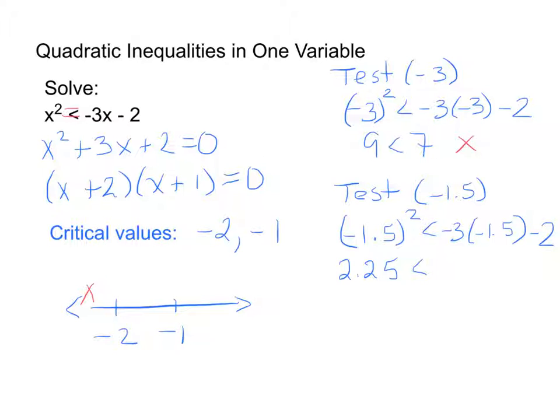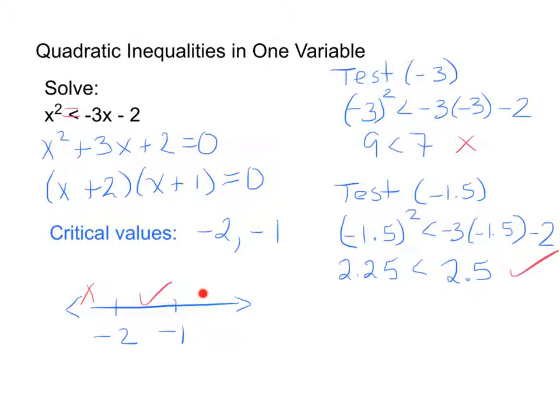And the other side comes out to 2.5. So is this a true statement? Is 2.25 less than 2.5? Yes. So that one's a check, which means this is a check. And that means that the numbers in this region are a part of the solution.